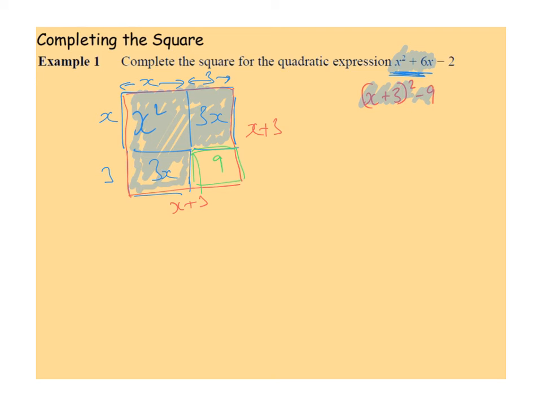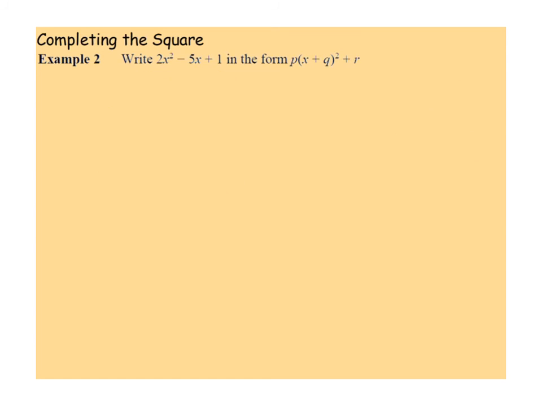I'll carry on. You can see that the question had a subtract 2, so we also need to subtract 2. And so to put it into completed square form, the final step for me is to simplify the last part. -9 subtract 2 is -11. So to write it in completed square form, x add 3 all squared, subtract 11.